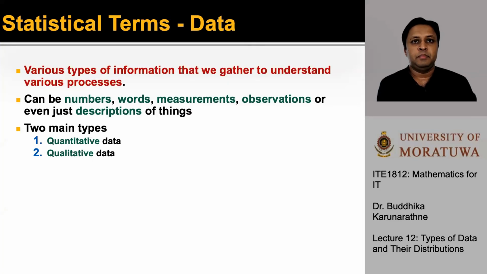We move on further by introducing more formal terminology. So this time about data. You deal with data all the time, but let's try to formally define and understand what is meant by data. So these are basically various types of information that we gather to understand various processes. It can be in the form of numbers, words, measurements, observations, or even just descriptions of things. So later we will categorize data into different parts. Initially we can identify two main types: quantitative data and qualitative data.